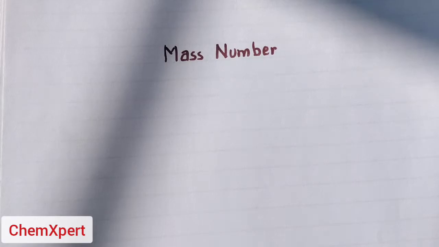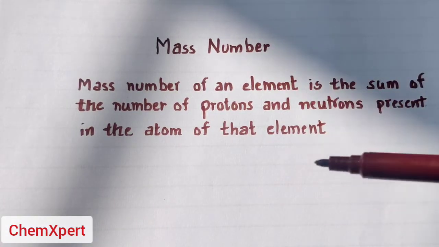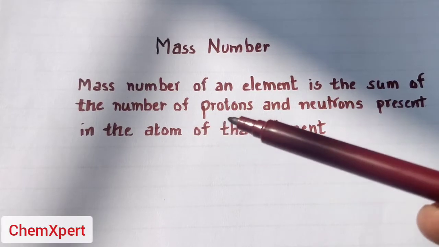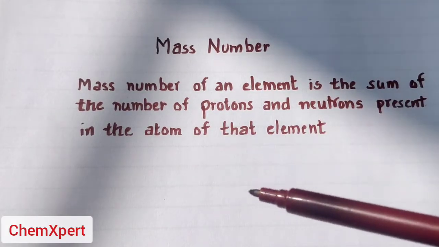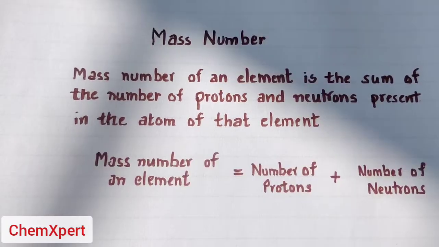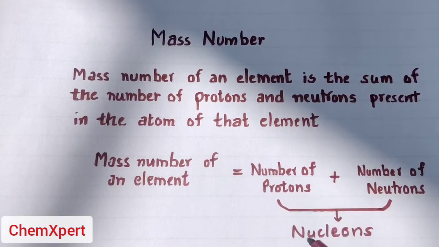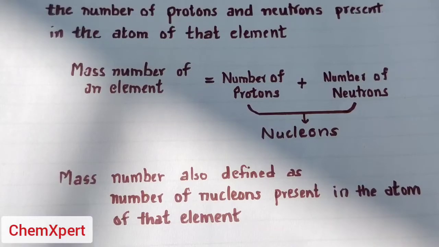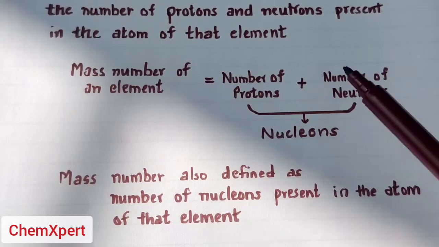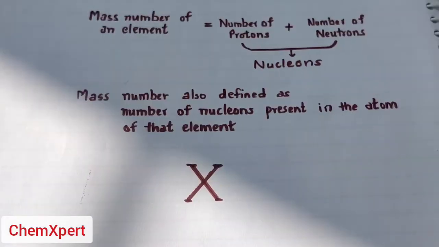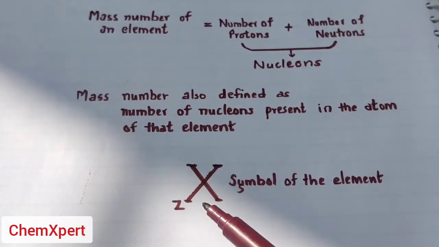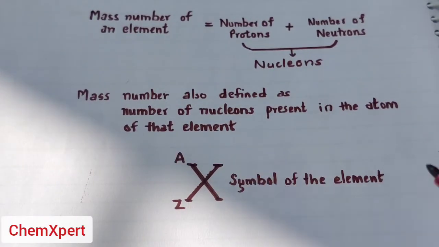The next concept is the mass number. Mass number is the sum of the number of protons and neutrons present in the atom of that element. That is, the mass number of an element is equal to the number of protons plus neutrons, and collectively, protons and neutrons are called nucleons. So mass number is also defined as the number of nucleons present in the atom of that element. Now if X is the symbol of an element, then Z represents its atomic number and A represents its mass number.